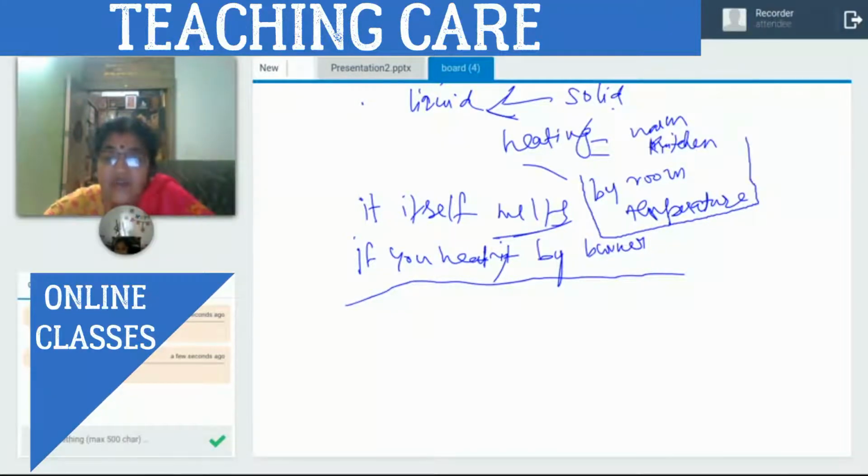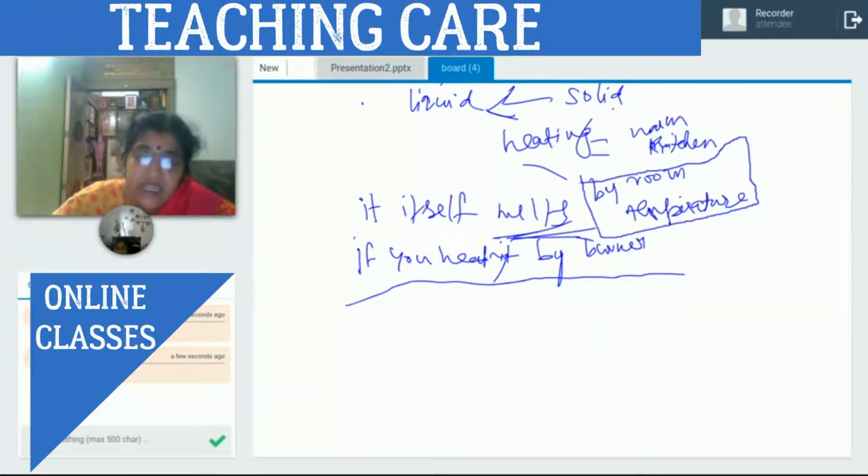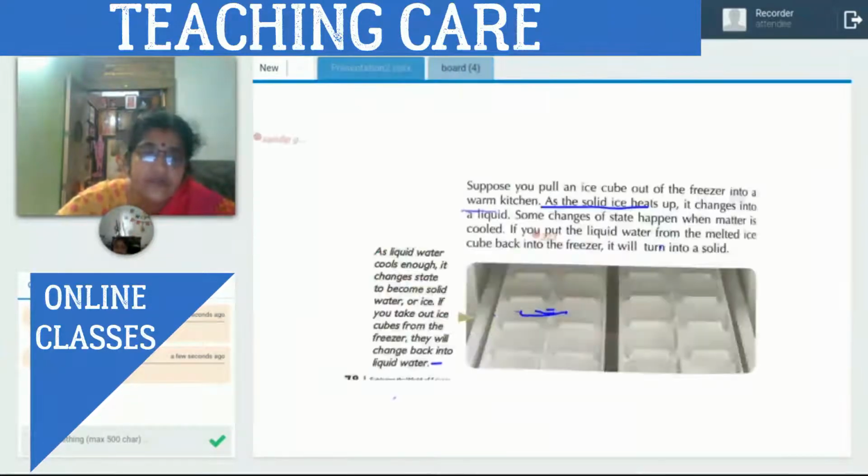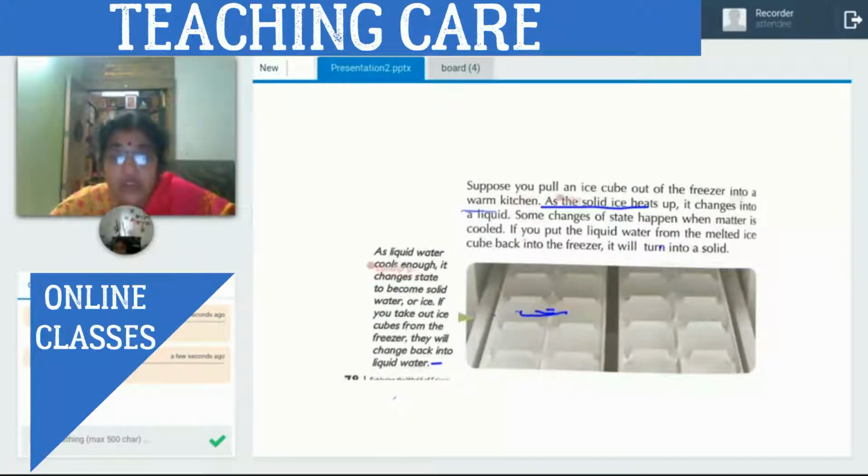The kitchen itself is warm, right? So you don't need to do anything, it will just melt. But generally, if it is not melting, if you heat it, it will change into liquid, right? Okay, next. So you are clear. Suppose you read this, Srishti. Suppose you pull an ice cube out of the freezer into a warm kitchen.